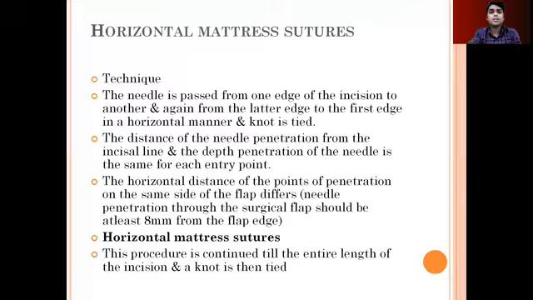Coming to the technique of the horizontal mattress, it is passed from one edge of the incision to another and again from the latter edge to the first edge in a horizontal manner, and the knot is tied. The distance of the needle penetration from the incision line and the depth of penetration are the same for each entry point. The horizontal distance of the points of penetration on the same side of the flap differs. That is, the needle penetration through the surgical flap should be at least 8 mm from the flap edge. This procedure is continued along the entire length of the incision and the knot is tied.